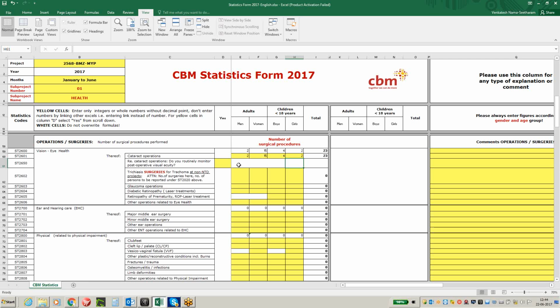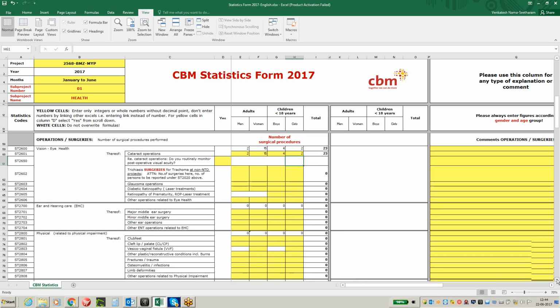So from here, we have this number of surgical procedures, which is really showing the surgeries that they are doing, not the persons, but the work that they are doing. And this is regardless of the persons. Yeah. Okay, it's clear.